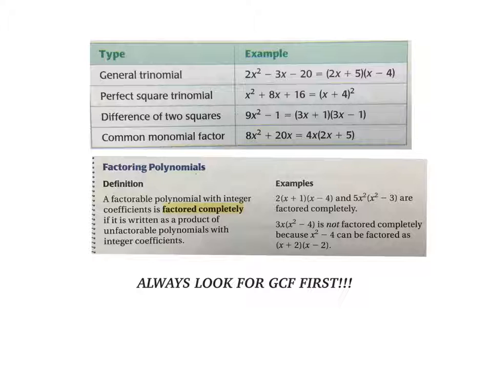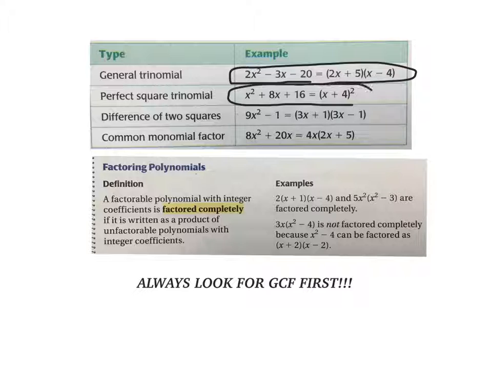4 different types today. This is the first box up here. A general trinomial, and you're used to seeing this. We're going to do a method called slide, divide, slide, as I'll show you today, but you've seen that before. A perfect square trinomial is when the first term has a square root, the last term has a square root, and a lot of times you can factor it just by writing it x plus 4 squared.